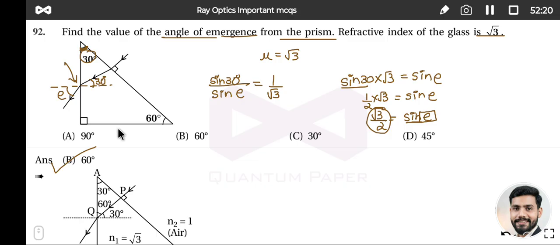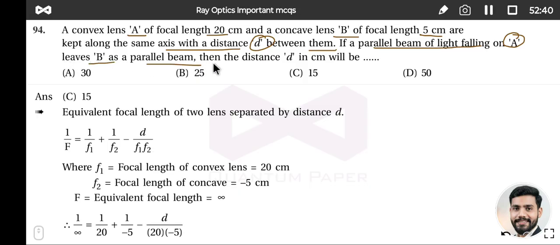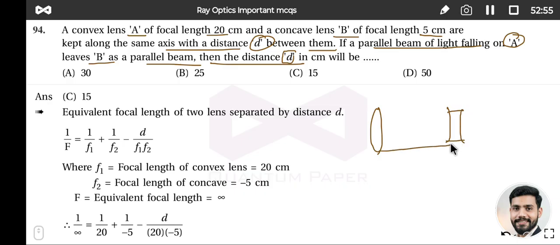Look at the next question. A convex lens A of focal length 20 cm and a concave lens B of focal length 5 cm are kept along the same axis with a distance d between them. If a parallel beam of light falling on A leaves B as a parallel beam, that means the net focal length will be infinity. We have to find the distance d between them. Whenever two lenses are there, one is convex and the other can be convex or concave, and they are separated by some distance. That distance d we have to find out.